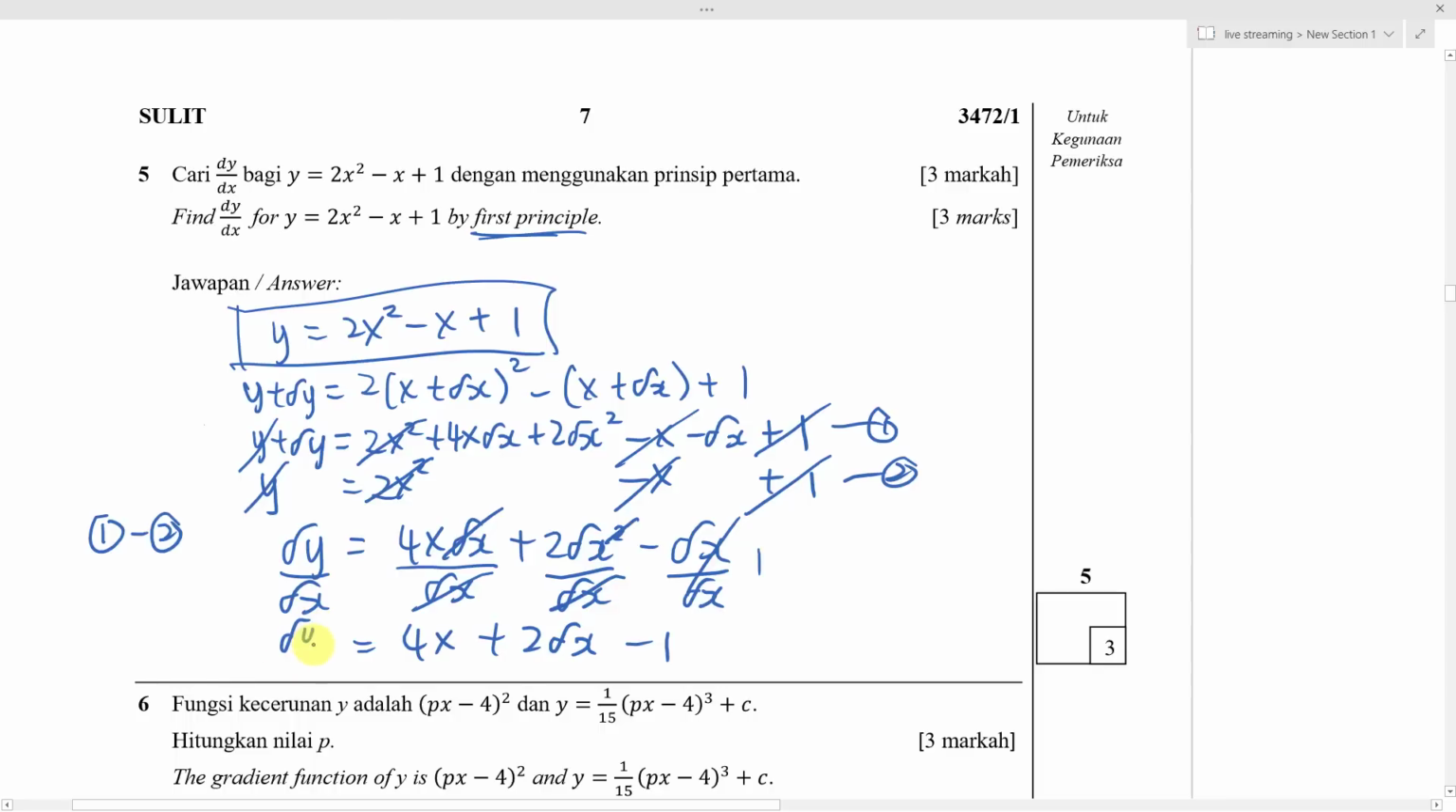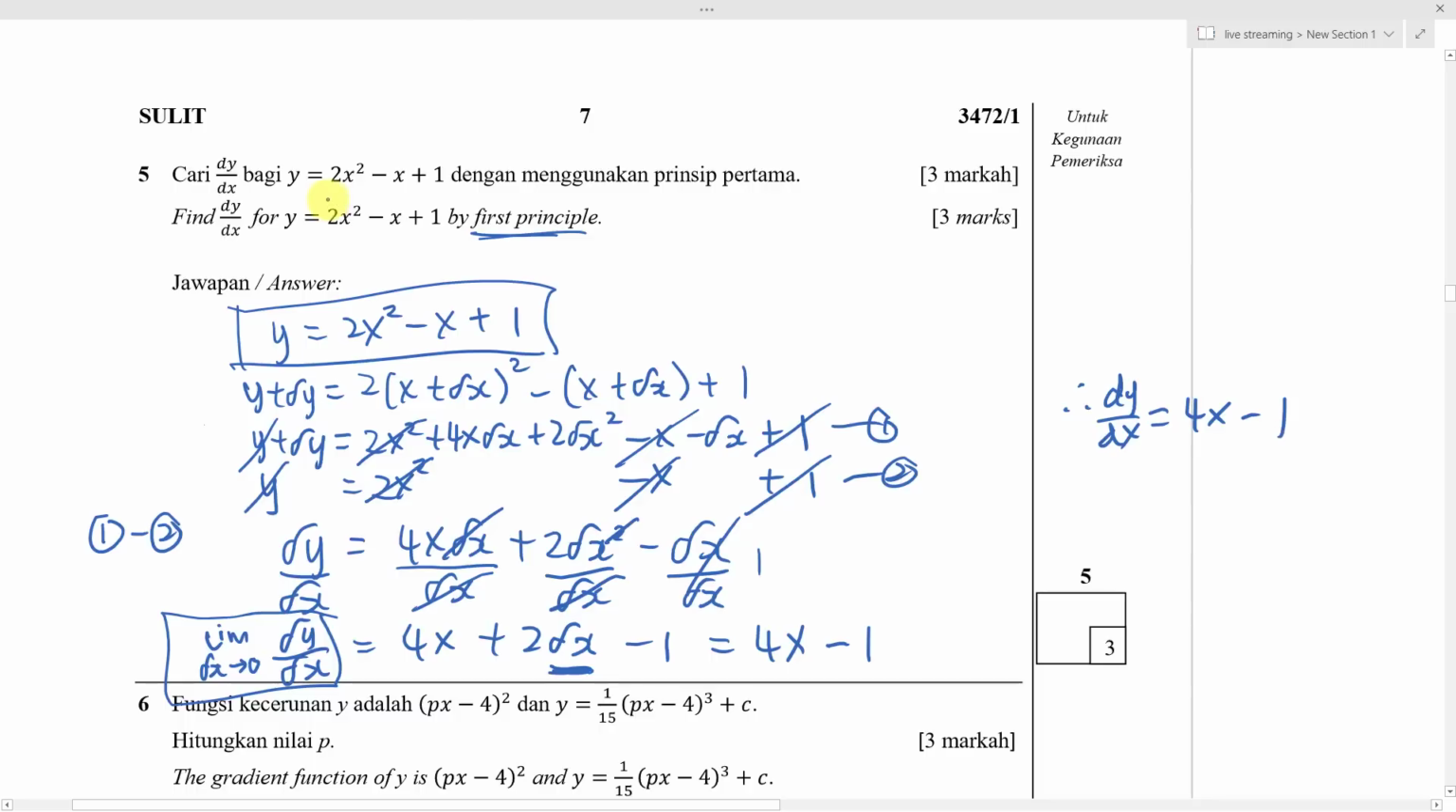So like what I say, in order to get the dy dx, what I want to do is limit my change of x to 0. So you can see my change of x over here, it's going to change to 0. So I get 4x, 2 times 0 is 0, minus 1. So this one, if I got the whole thing over here, this is dy dx. So therefore, dy dx equals 4x minus 1.